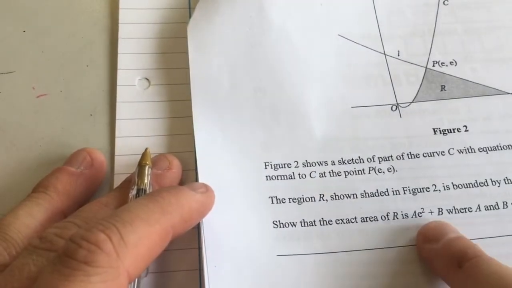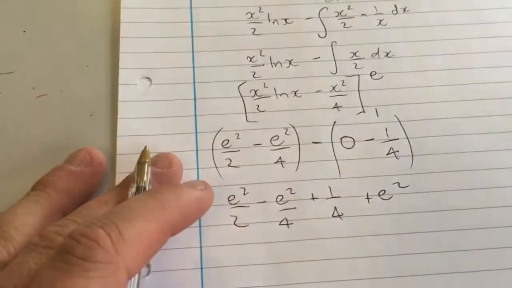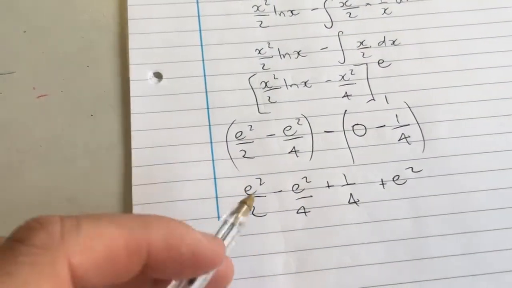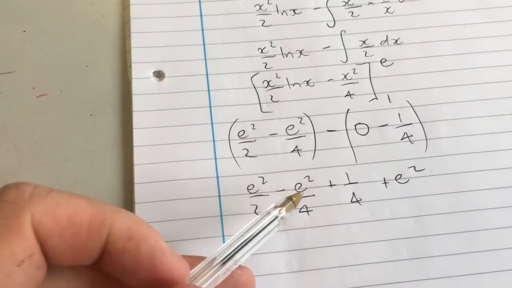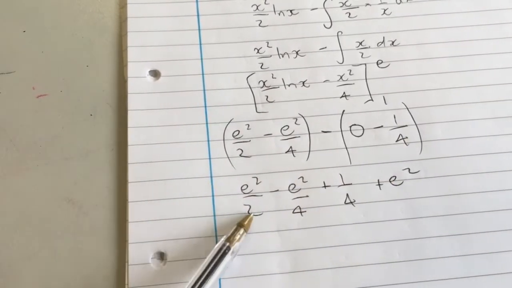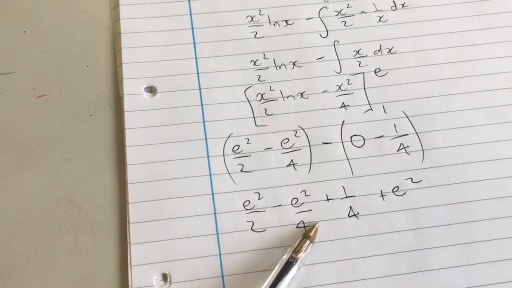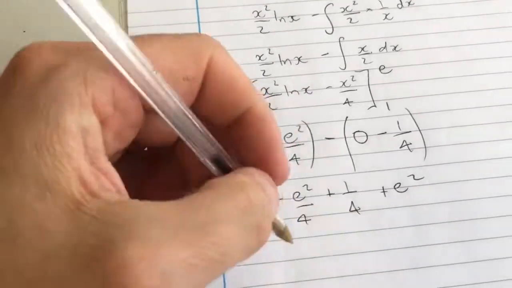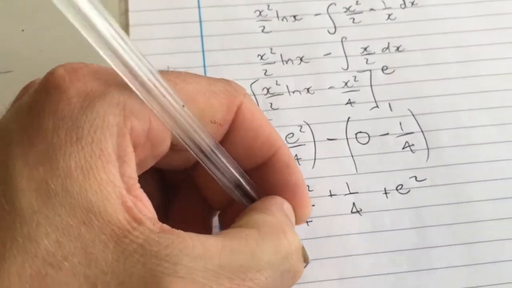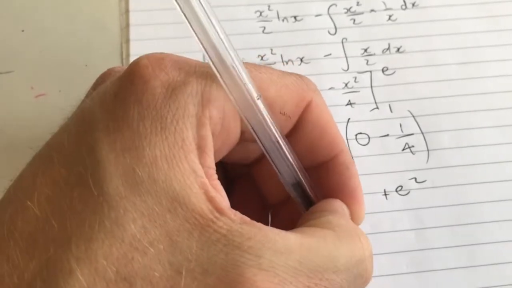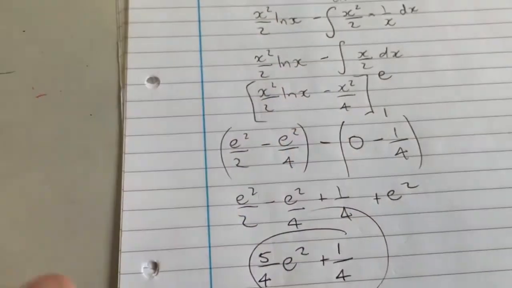So they want it in the form a e squared plus b. So we've got half e squared, take a quarter e squared, plus e squared. So half take a quarter is going to be a quarter, plus e squared is going to be 5 over 4 e squared, plus 1/4 for 10 marks.